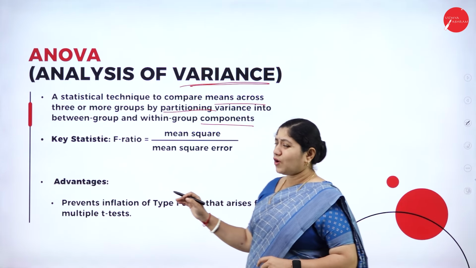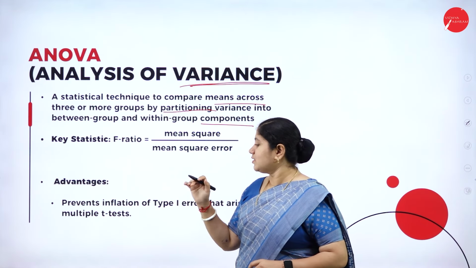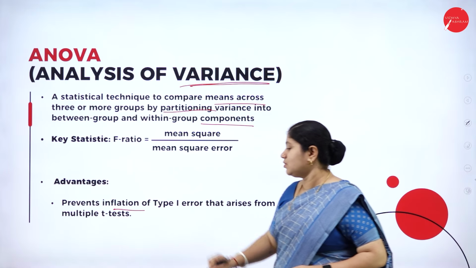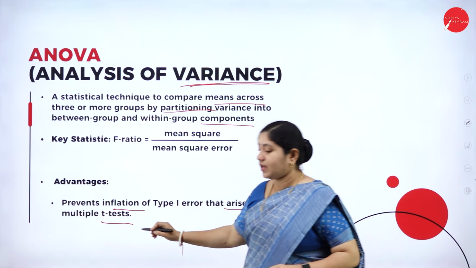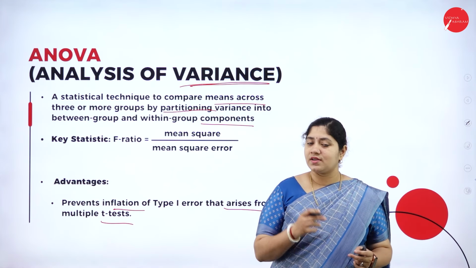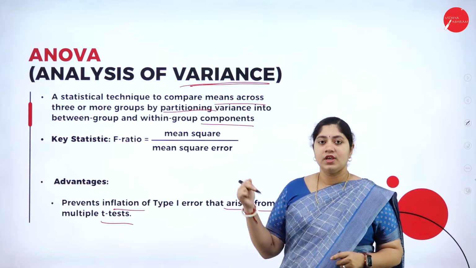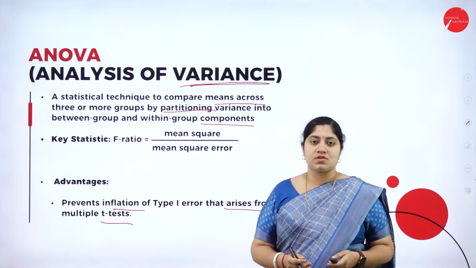Up next, let's see what is an advantage of this analysis of variance, that is it prevents inflation of type 1 error that arises from multiple t-tests. So the inflation that occurs in our type 1 error, that is with respect to alpha, is being prevented by using this ANOVA or analysis of variance.